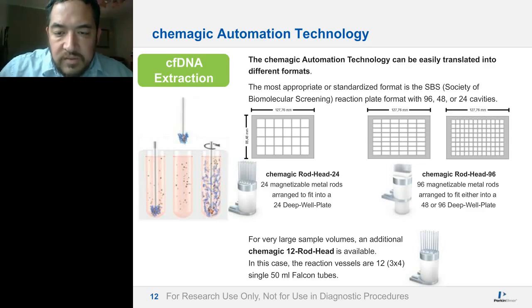We also have a 96 rod head that could work with either 96 or 48 well plates. Both of these can be used, and I'll talk about the different solutions we have with circulating cell-free DNA. This is also the format that we use for the formalin-fixed paraffin-embedded tissue that I'll talk about at the end of the talk. We also have the ability to handle very large samples, up to 10 mLs of plasma. We can use the 12 rod head, which uses reaction vessels that consist of a single 50 ml Falcon conical tube.